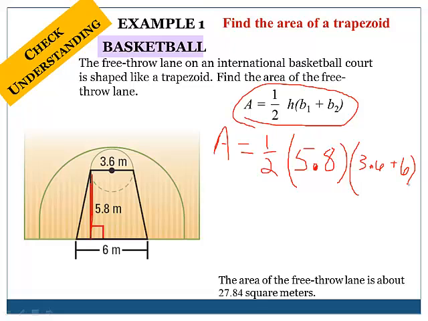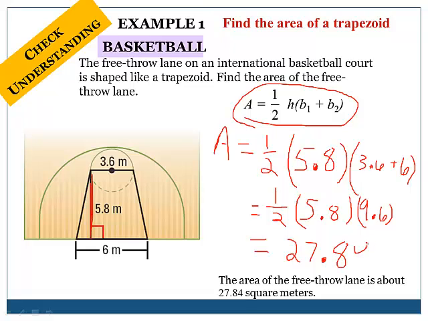So let's add these together. We're going to get 9.6 multiplied by 5.8 multiplied by 1/2. And if we were to type this into our calculator, we would get 27.84 meters squared. And so that is the area of our trapezoid, which is the free throw lane of an international basketball court.